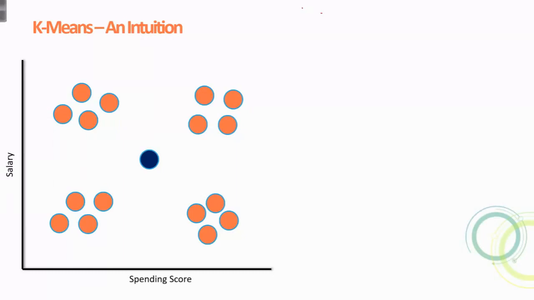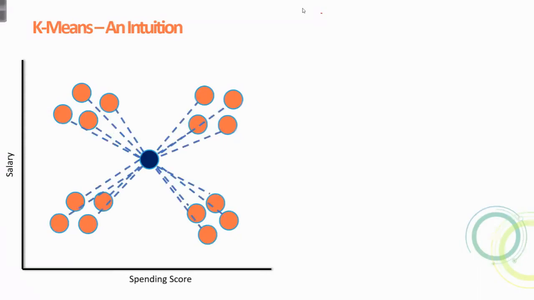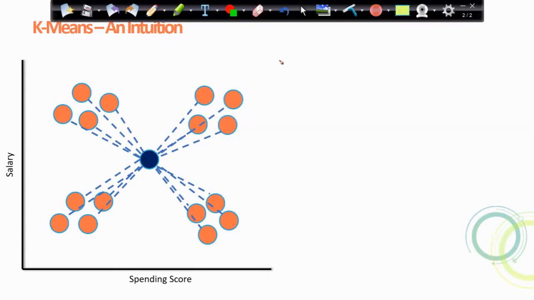From that point, I will find the distance of all the points. I will calculate the distance. Now, how does the distance get calculated? Let's try to understand that. It comes from mathematics. For example, there is a guy with age 21 and salary 21,000. There is another guy with age 35 and salary 35,000. Here we have to find the distance between these 2 points.